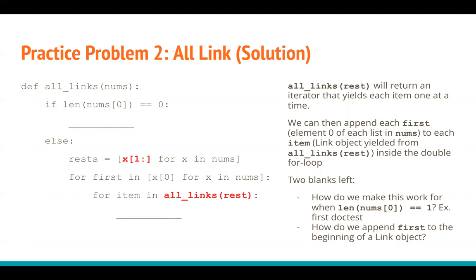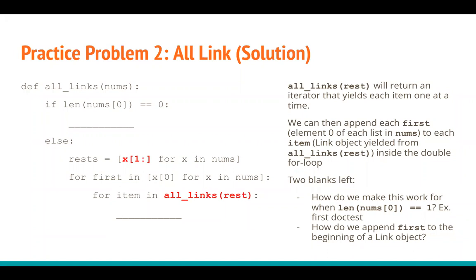So I know that's kind of confusing. What's being yielded, we can assume, is already some sort of well-formed linked list that we're going to tack the first item onto. And that way we can just build up every combination of possible linked lists.